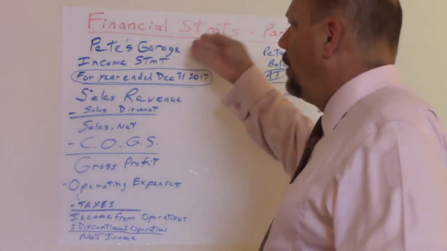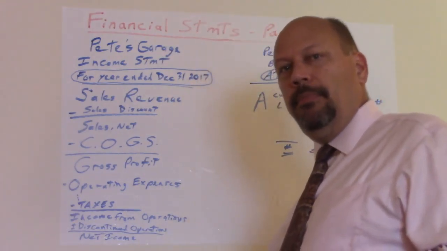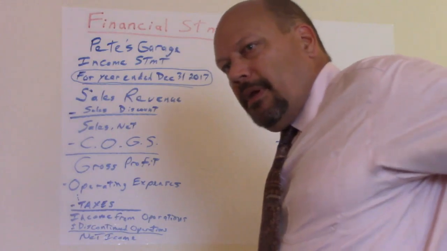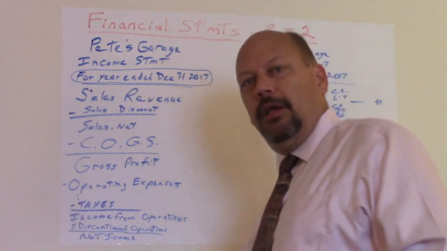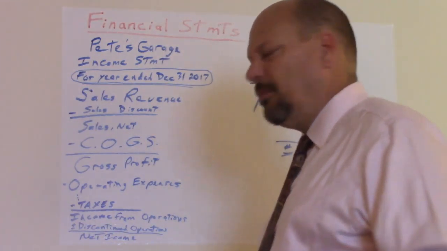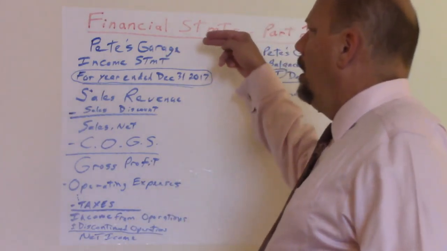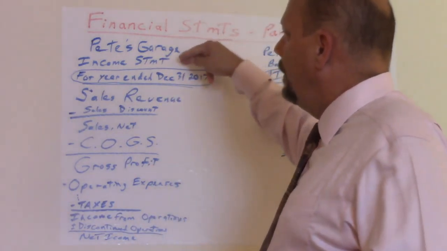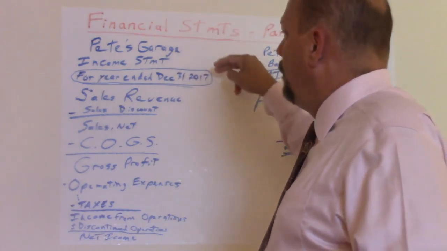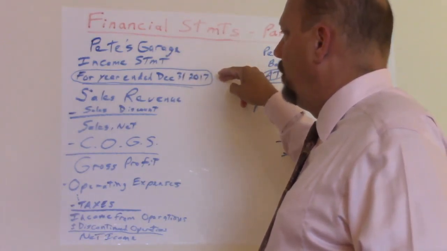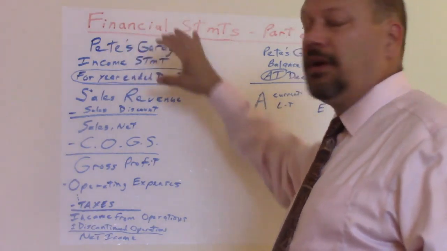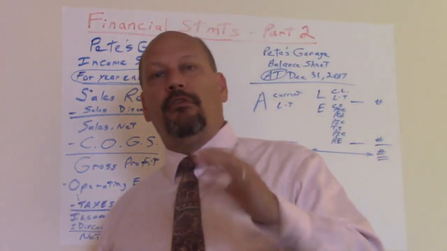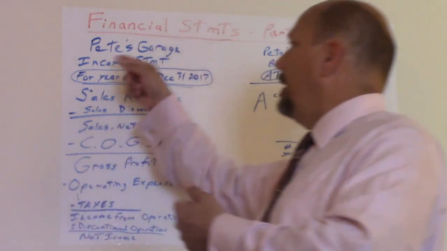So here, I just made up the company Pete's Garage, predominantly because I happened to be thinking about the place. It's actually in Monroe, Michigan. So you have the name of a company. I'm just using Pete's Garage. And then you have income statement for the year ended December 31st, 2017. That's what we call the heading or the label of the financial statement, being the income statement.